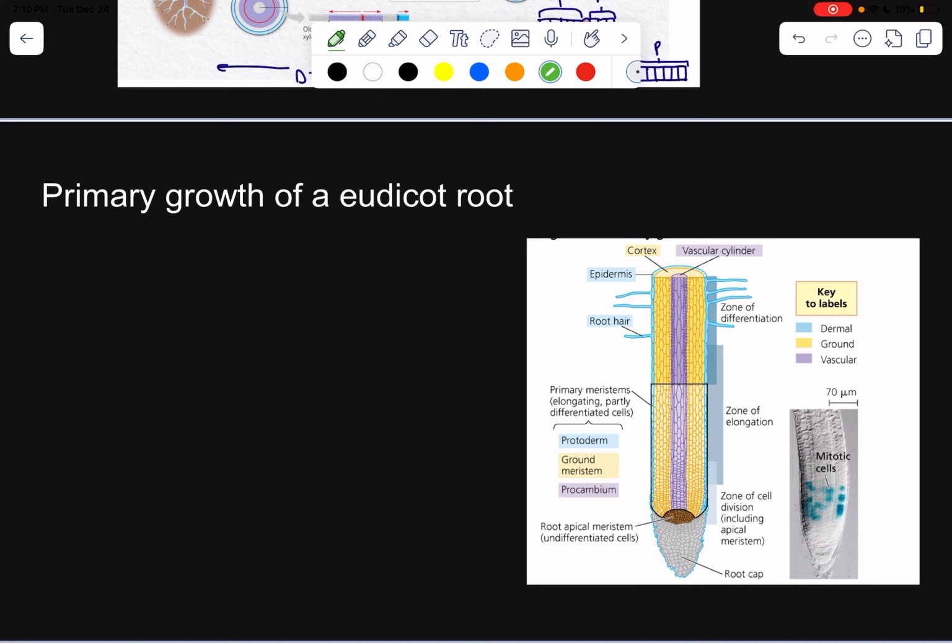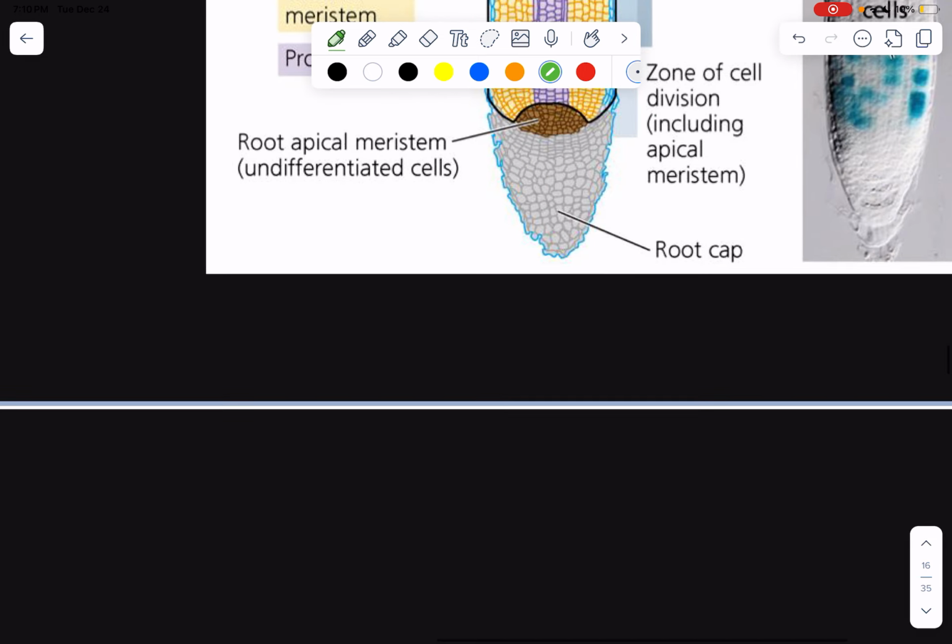Now, the primary growth of a eudicot root is pretty much the same, but there's a little bit of difference. So, the entire biomass of a primary root is derived from the root apical meristem. The root apical meristem also makes a thimble-like root cap, right here, which protects the delicate apical meristem as the root pushes through the abrasive soil.